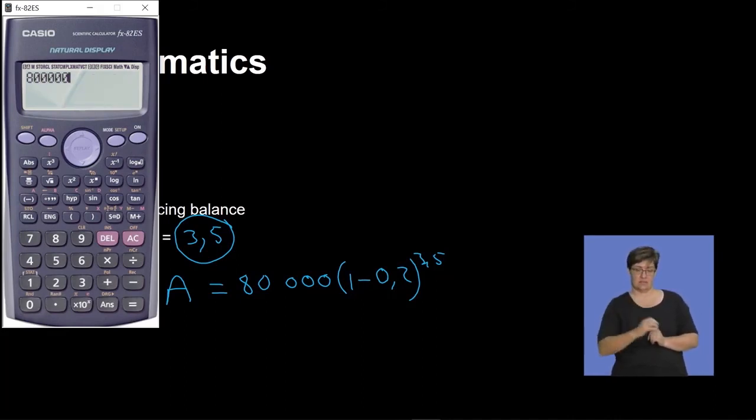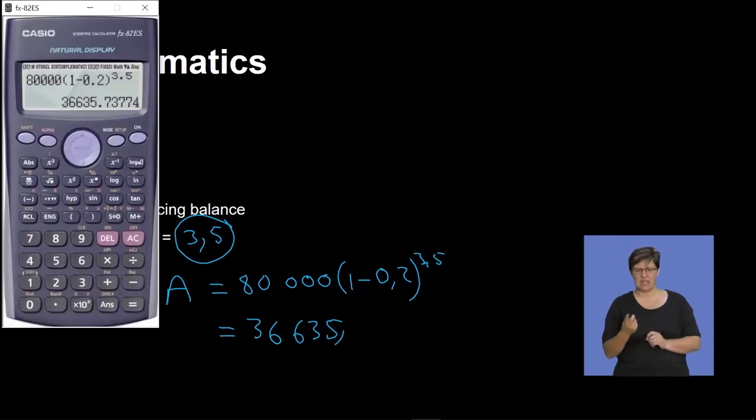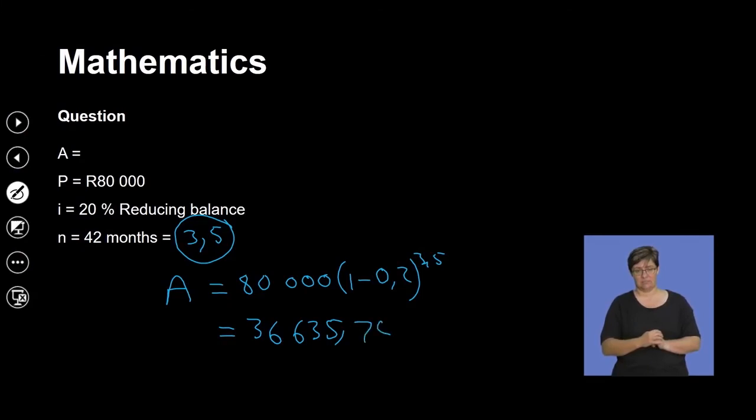80,000, yes, this is 800 actually, so 80,000 into 1 minus 0.2 to the exponent of 3.5, and this will give me 36,635, right? So this will be 36,635, and how many cents will this be? And 74 cents.